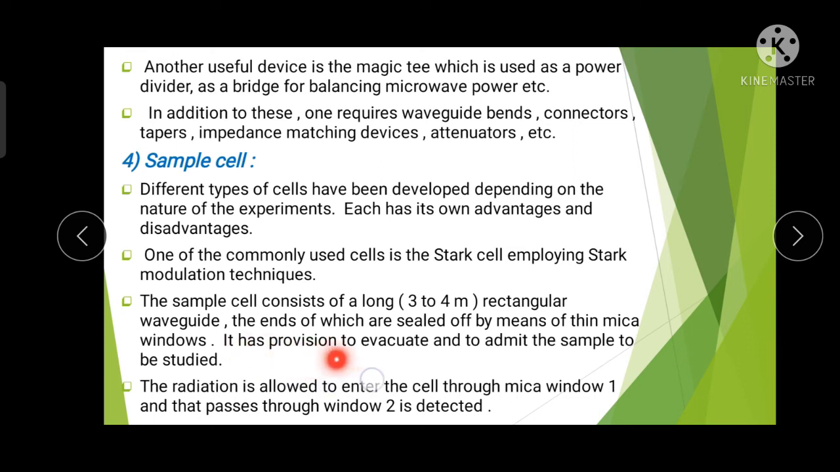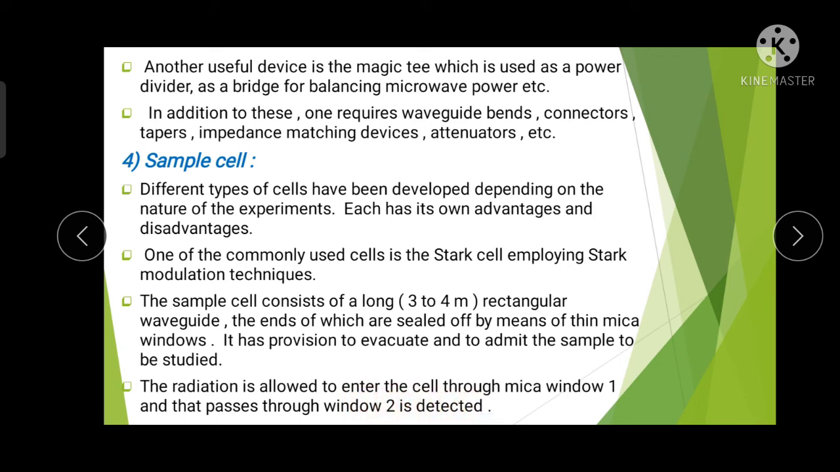So it has a provision to evacuate. That means there is a small valve which is connected to the vacuum pump, so that we can maintain the vacuum in that waveguide and admit the sample to be studied. That means we can study the interaction of microwave with that sample, and we get the rotational spectrum of that particular sample.